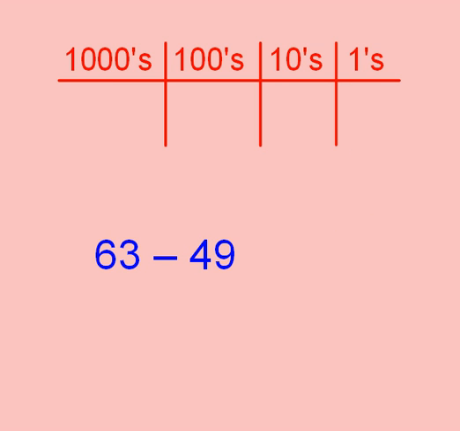I'm just going to do one more question for you quickly, and then I've got 4 for you to try. 63 take away 49. 3 take away 9 is a problem, so I'm going to borrow from the 6, make that 5, and put the 1 I've borrowed here. 13 take away 9 is 4, and 5 take away 4 is 1. So the answer is 14. If you want, you can use this grid to see how it works for yourself.